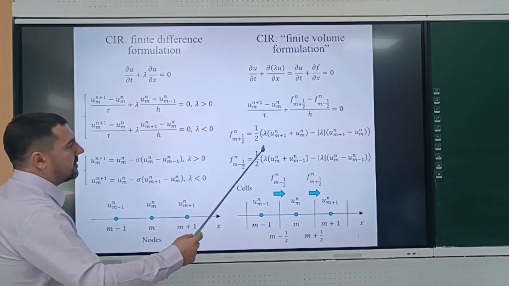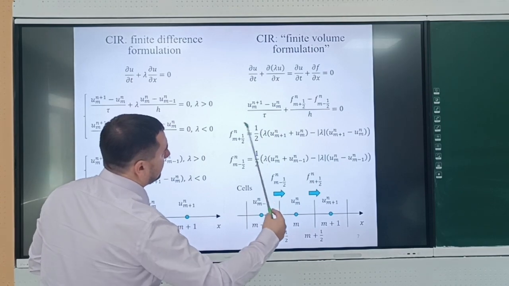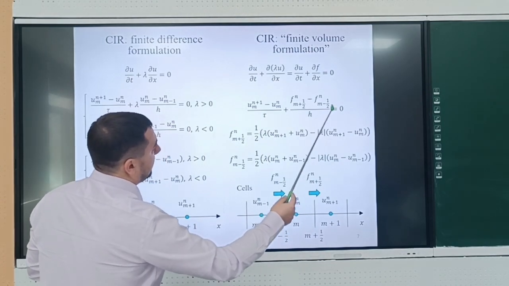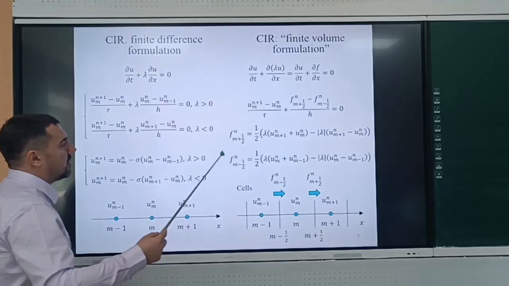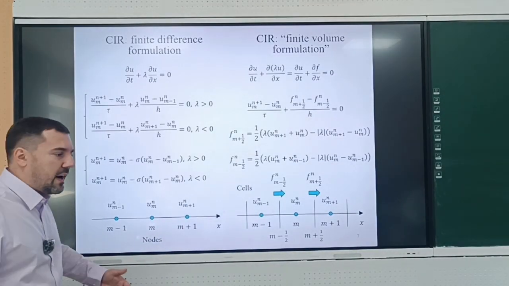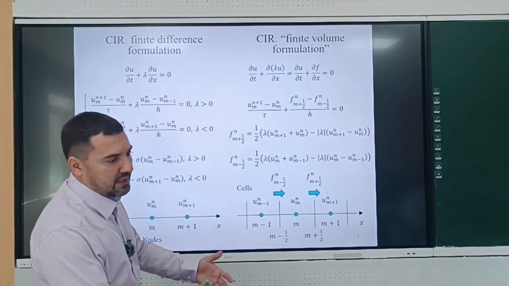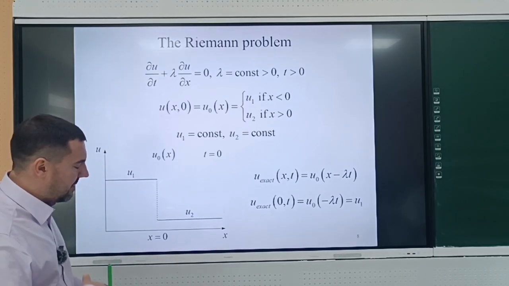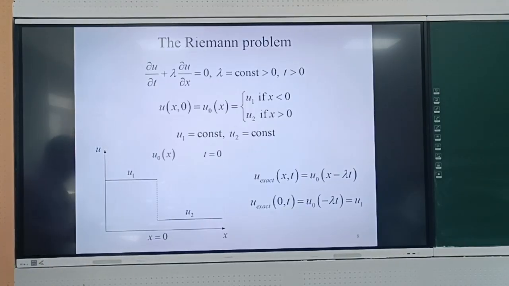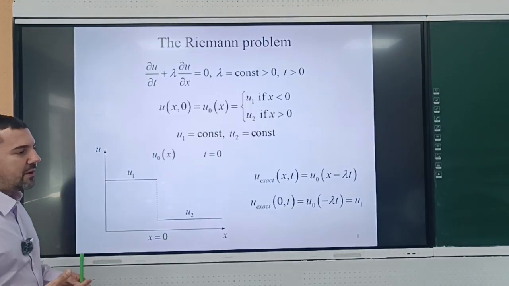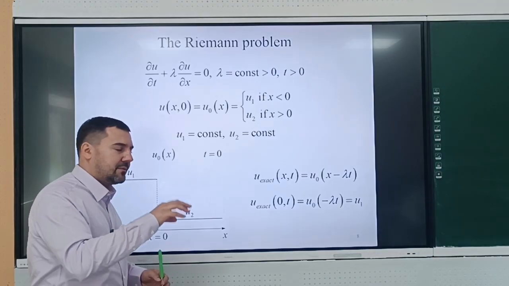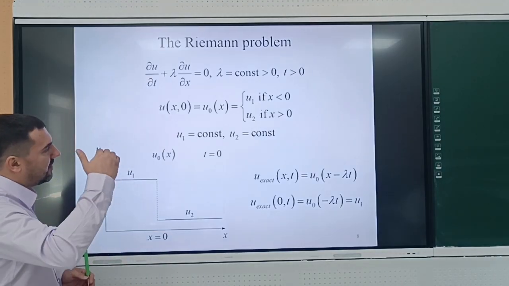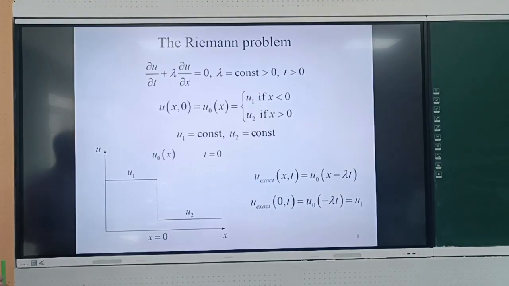I said that almost all numerical schemes can be written in this form, and the only difference is how to compute the numerical flux. Is it possible to find the best numerical scheme that can be built this way? The answer is actually yes. There is a distinctive finite volume scheme that is better than any other. It is called the Godunov scheme, and it is based on the exact solution of the Riemann problem.